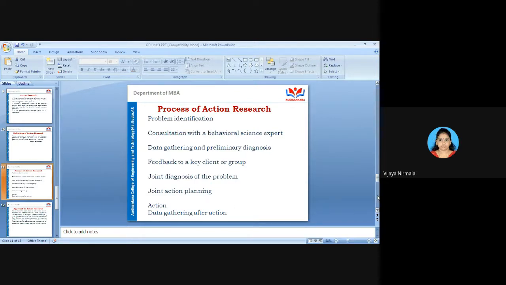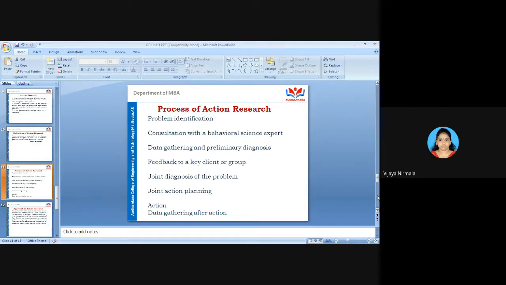There is a close interrelationship among data gathering, feedback, and diagnosis. Why? Because the consultant summarizes the basic data from the client members and presents the data for validation as well as for further diagnosis. So that is joint diagnosis of the problem.